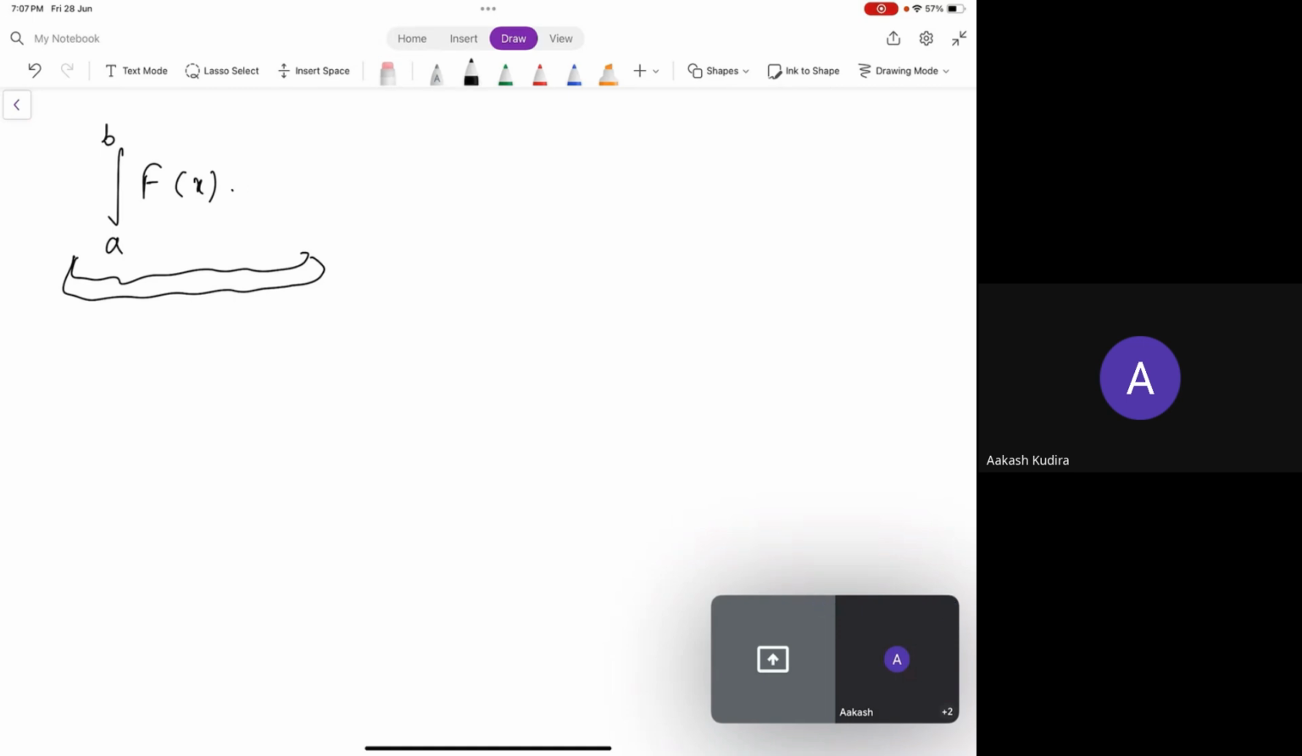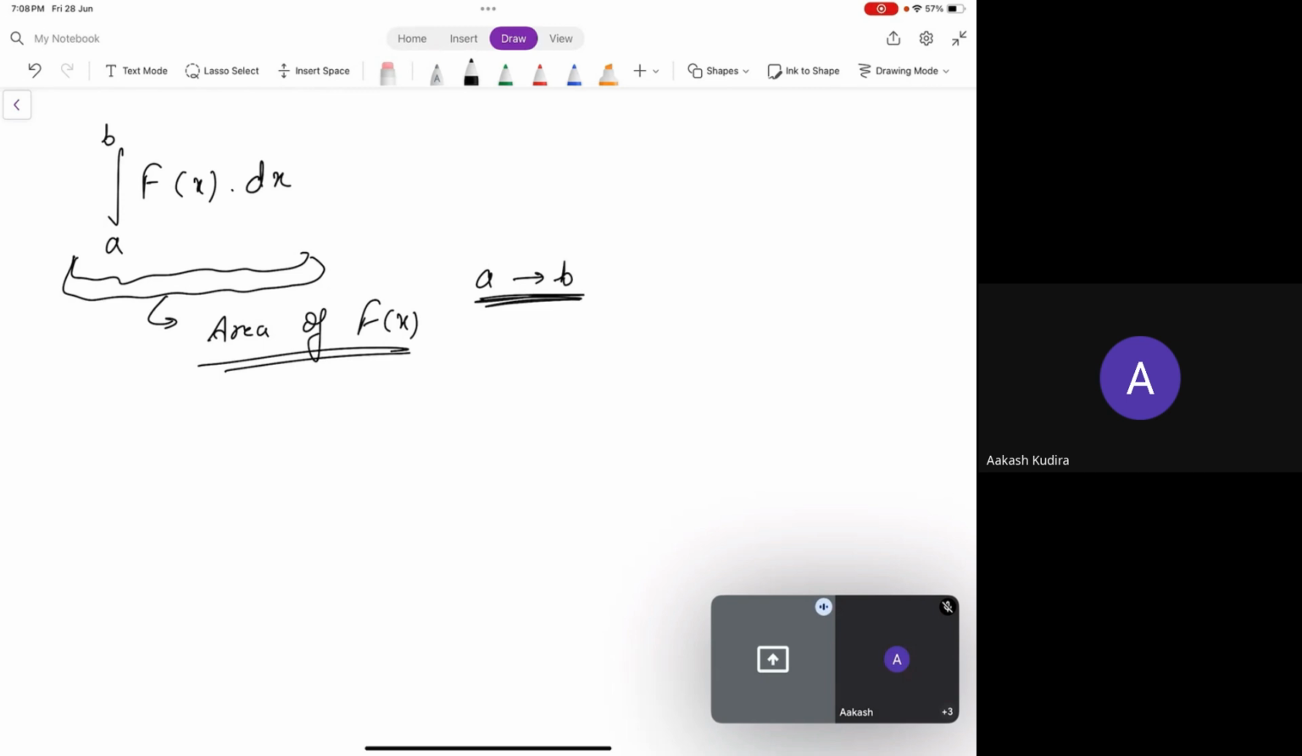What is the basic meaning of this integration? This is the definite integration, which means the limits are, for example, a to b. It means we're calculating the area under the curve with respect to the x-axis. Very basically, we are calculating the area of f(x), but with limits from a to b.